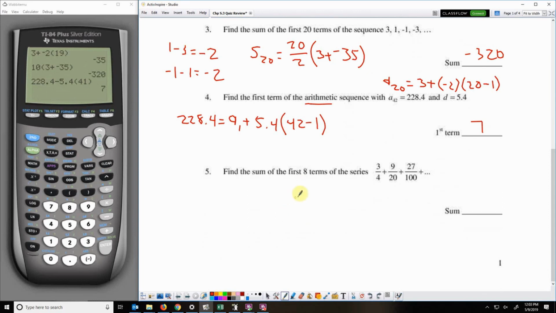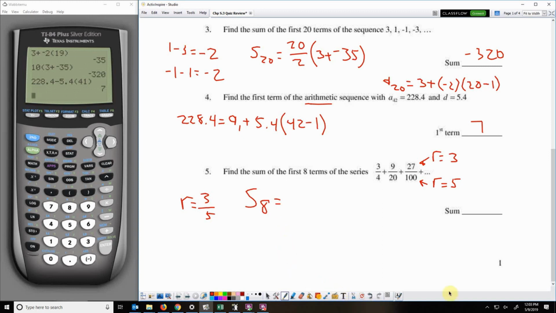Find the sum of the first 8 terms of this series. So it looks like the numerators are multiplying by 3, and in the denominator, it looks like there's an r of 5. Now when you're multiplying, you can actually multiply by 3 over 5. If it was adding 3 and then adding 5, I couldn't say there's a d of 3 over 5. But for multiplying, I can. There's an r of 3 over 5. So we are multiplying by 3/5. I want the sum of the first 8 terms of this series.